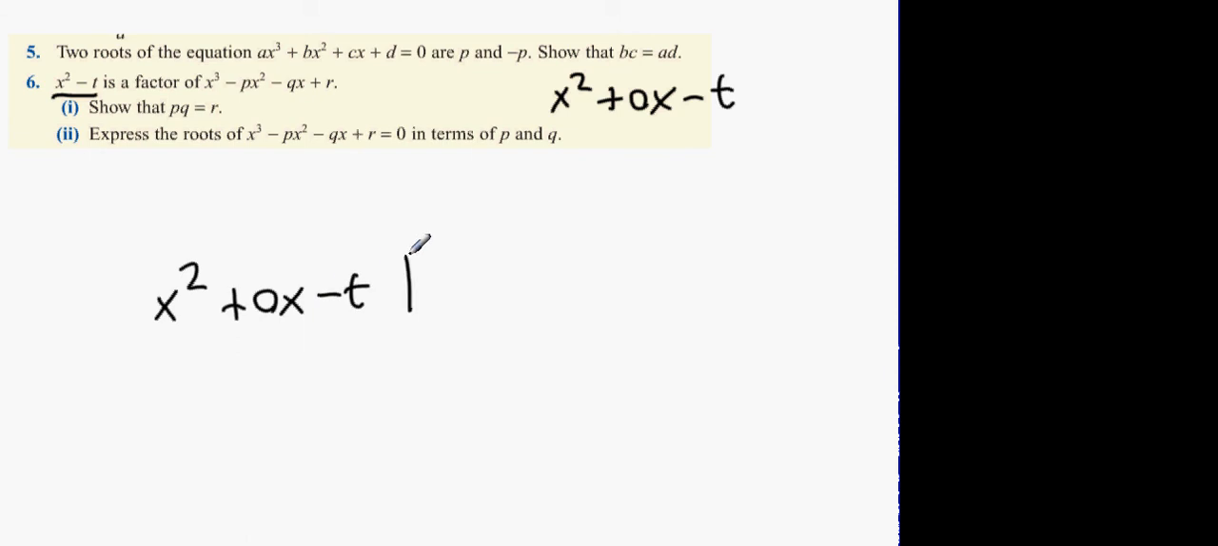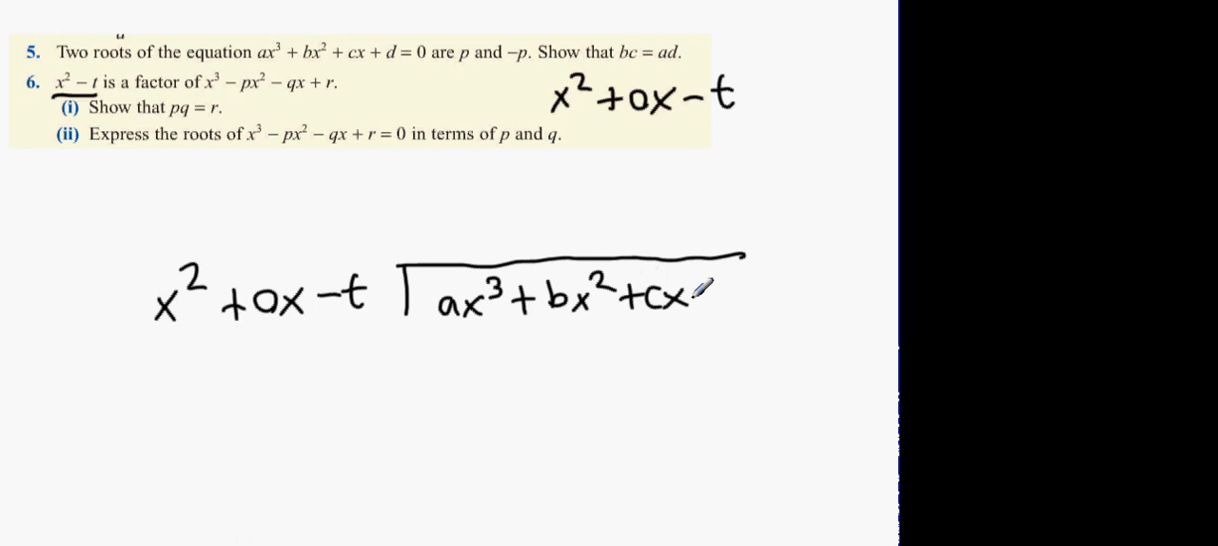And what's going to happen next is we're going to get ax cubed plus bx squared plus cx plus d. Now, as it says, it's a factor. Factor means it'll divide in equally. So that's the formula for equation 5, excuse me. Sorry. Okay.